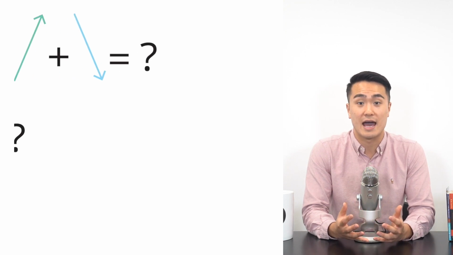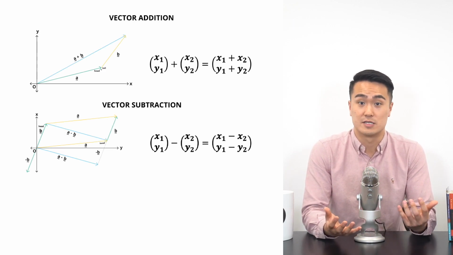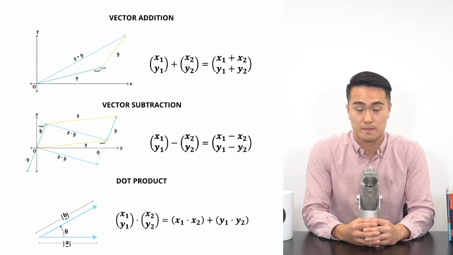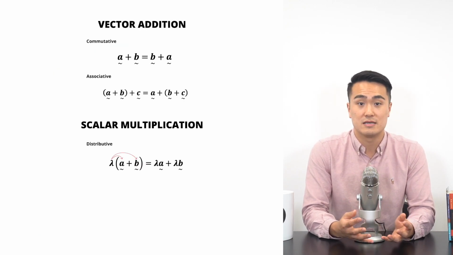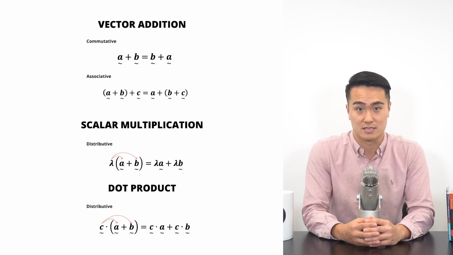Secondly, we also learn how to use operations with vectors, because what does it even mean to add, subtract, and multiply vectors which are just simply arrows? So we learn how to add and subtract vectors and also learn something new called a dot product. Finally, we tick off some axioms or fundamental laws in maths that we are allowed to use when dealing with vectors.